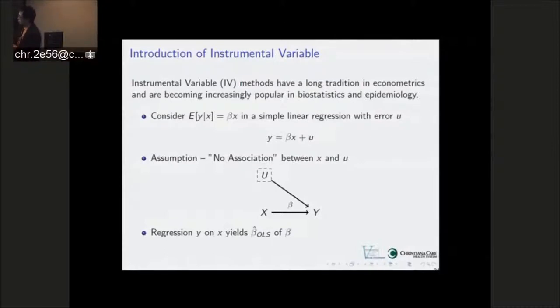Through this graph, we can see we would like to detect the effect from X to Y. U here is the error term. No matter how U affects Y, as long as U is independent of the exposure variable X, we can correctly or consistently estimate the parameter beta. So it can yield the ordinary least squares estimate of beta. Everything looks beautiful.